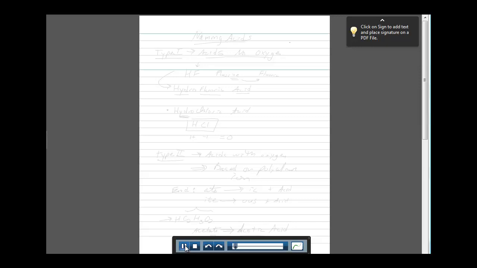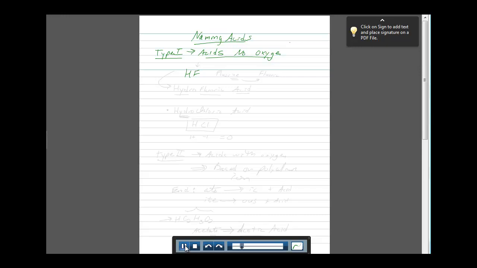Another class of naming compounds is naming acids. And naming acids comes in two varieties. The first type are acids that have no oxygen in them. Now, when we name these, I'll just give you an example of HF. The process is always the same.